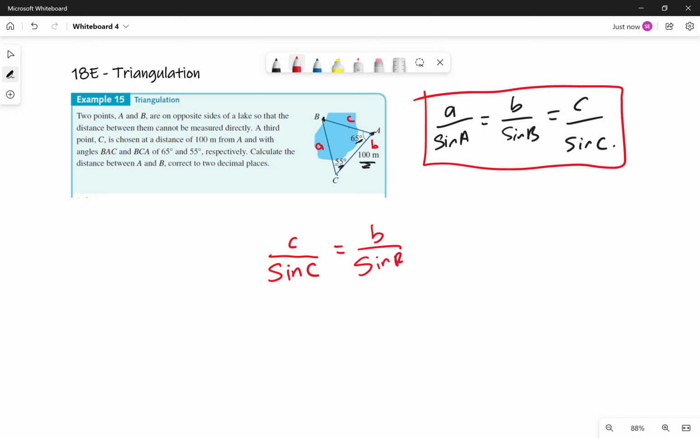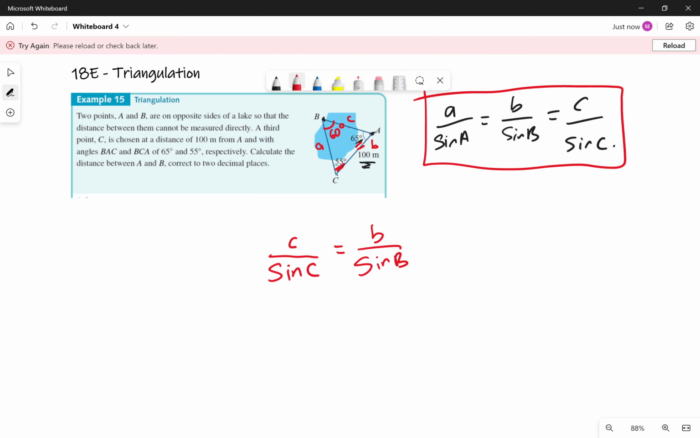How do we use sine big B? Well, we can find this angle because we know all of the angles have to add up to 180. So we'll get that this angle here is 60 degrees. So we're going to use B and C because we want to find c, and we've got information on B. Alright, so now we pick our sides, and second, we're going to put in values.